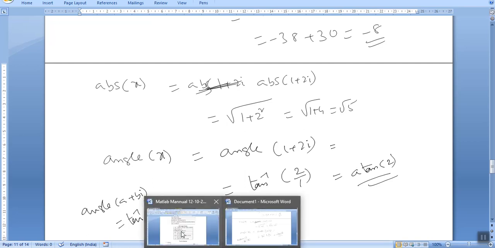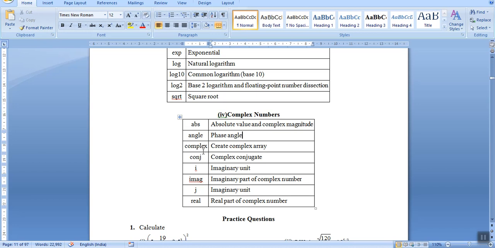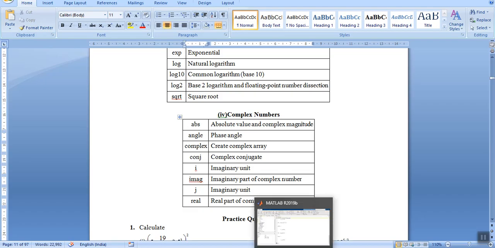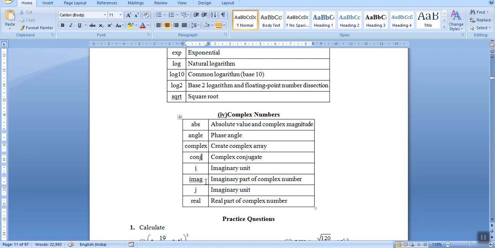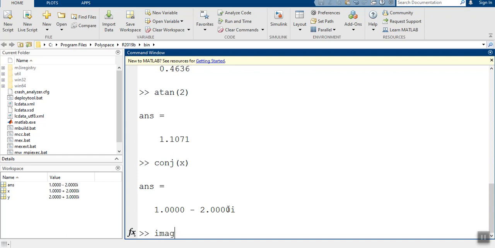Now coming to the next one. Suppose you want to create the conjugate of a complex number, you will use conjugate. CONJ of x is nothing but 1 minus 2i. We already discussed imaginary part and real part. IMAG of x, the imaginary part of x, is 2, and REAL of x, the real part of x, is 1, for 1 plus 2i. So these are all complex variables.